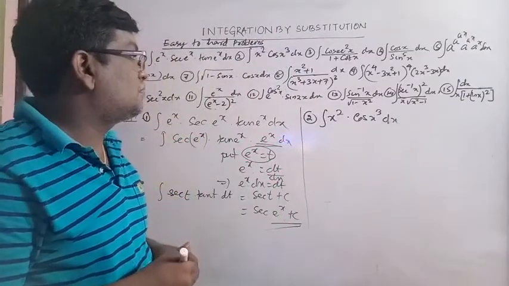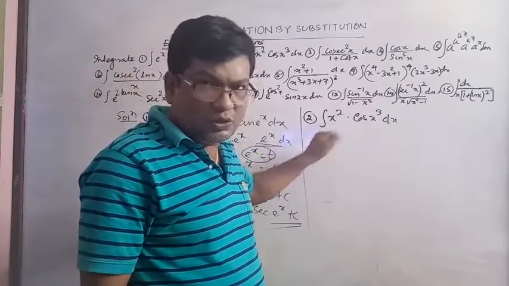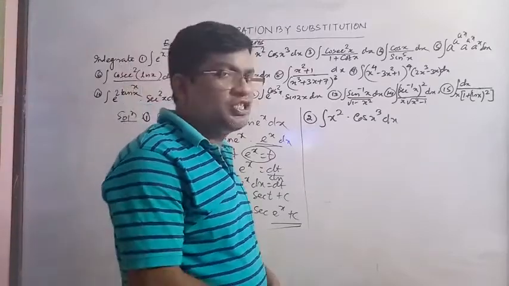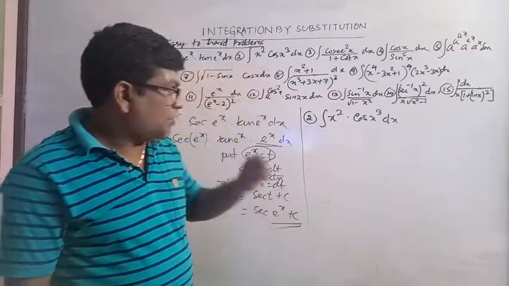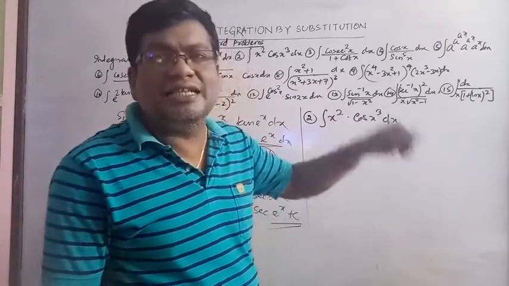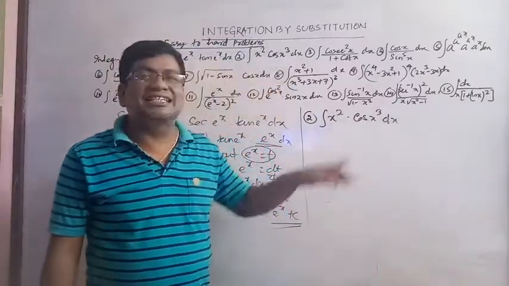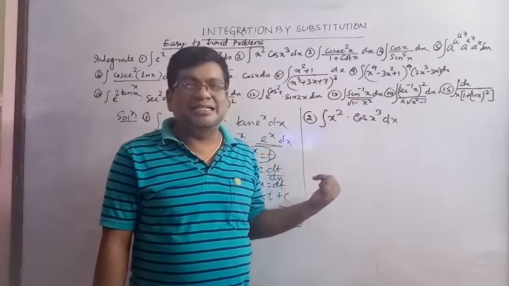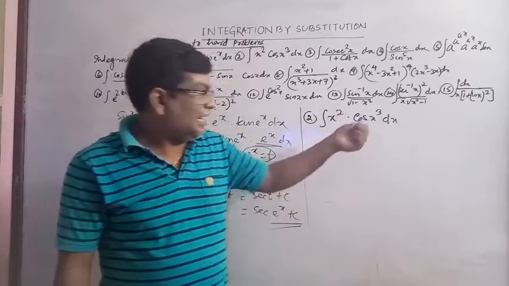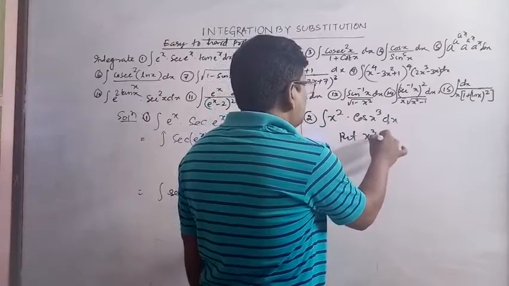How do we substitute? The derivative of x cube is 3x square, and an x square term is present. We choose the function such that its derivative exists there. Here the function is x cube and its derivative is 3x square. Since the x square term is present, we can take x cube equal to t. So put x cube equal to t.